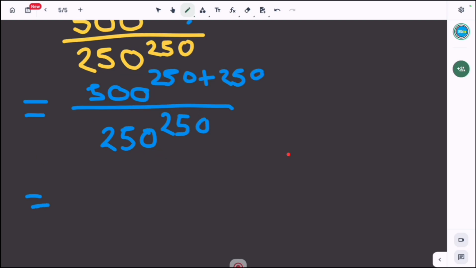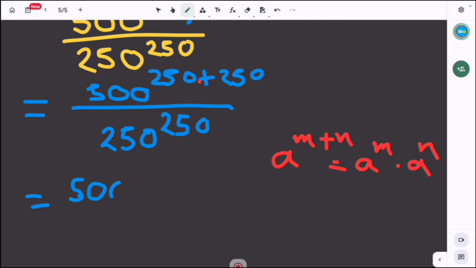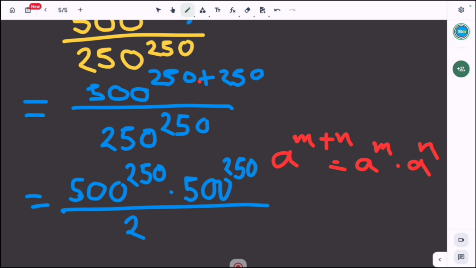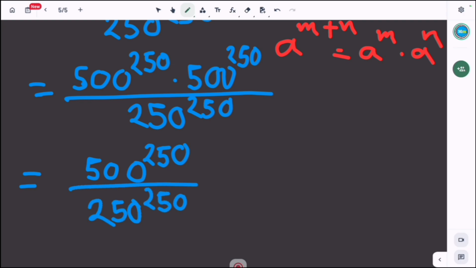Equals to, see one formula: a to the power m plus n equals a to the power m into a to the power n. From this formula we can write that 500 to the power 250 into 500 to the power 250 divided by 250 to the power 250. So here, 500 to the power 250 divided by 250 to the power 250 into 500 to the power 250.